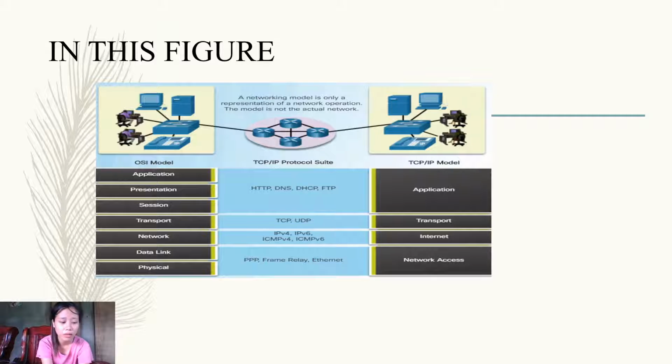So for the next one, in this figure, you can see that you have the application, presentation, session, transport, network, data link, and physical layers. The application, presentation, and session layers are all the application layer in the TCP/IP model, and the transport is the transport, the network is the internet, and data link and physical are in the network access. The TCP/IP protocol suite is shown in the blue boxes.